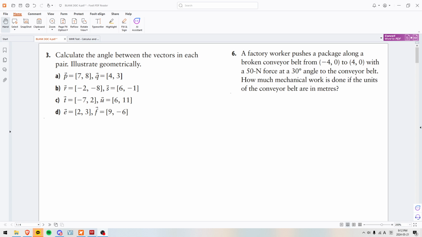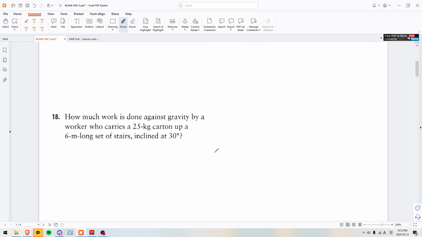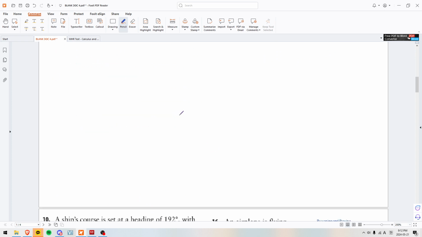Hi everyone. By request, we have a handful of questions to answer here. They're all from the McGraw-Hill Ryerson textbook for calculus and vectors. This is section 7.1 as well as 7.3. I'm going to write down the page from memory. This will be pages 384, 385, and 386, and then it's question 18 from there as well.